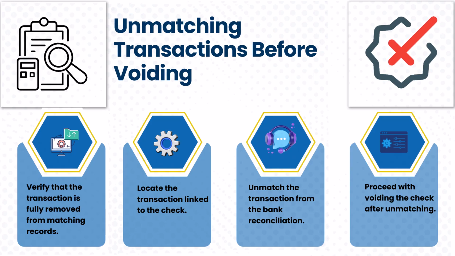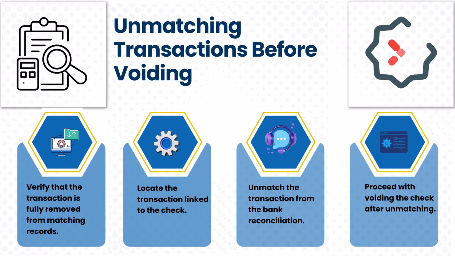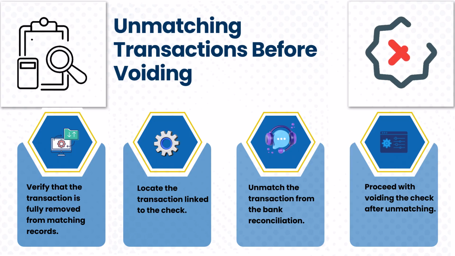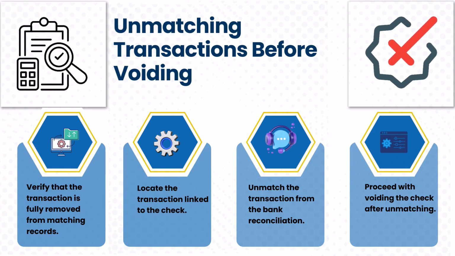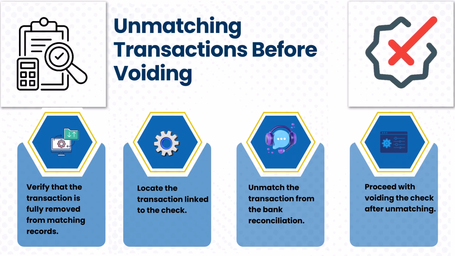Before voiding a check, we need to unmatch transactions. Think of it like breaking up a bad relationship before moving on. First, we find the transaction. Then we unmatch it from the reconciliation. We double-check that it's completely removed, because lingering ties can cause trouble. Once that's done, we can finally void the check without causing chaos. Simple, right? Well, at least simpler than explaining why your coffee budget doubled last month.